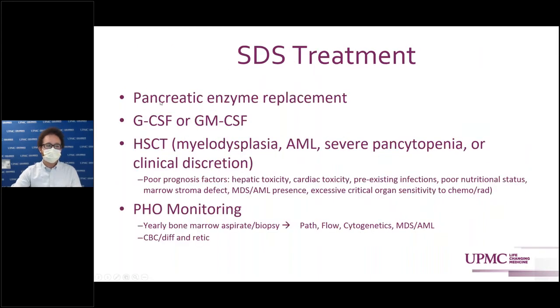So treatment, mainly pancreatic enzyme replacement, these growth factors that I talked about, so the GCSF, transplant for some of the more severe cases, although it's really a case-by-case scenario since these patients sometimes already have poor organ function. So we want to make sure that we tailor our transplants as specific to the patient as possible to minimize other toxicities or other issues. And then monitoring, whenever I have a patient, with bone marrow checks and lab checks, which I'll talk a brief overview of in a second.